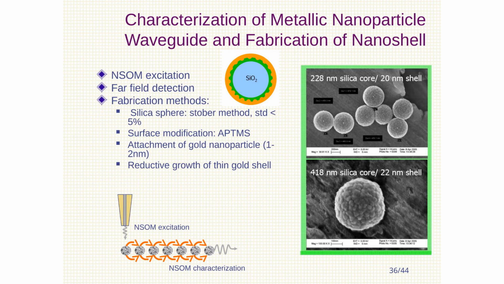Fabrication includes creating silica spheres using the Stoeber method with a standard deviation under 5%, surface modification with 3-aminopropyl trimethoxysilane, and attaching 1-2 nanometer gold nanoparticles. A thin gold shell is grown reductively. Near-field scanning optical microscopy is used for both excitation and characterization.